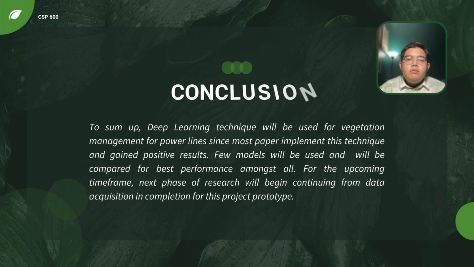In conclusion, deep learning technique will be used in this project for vegetation management for power lines, since most of the papers have implemented this technique and it seems to have good results. A few models also will be used and the results compared to see which one has the best performance amongst all. For the upcoming time frame, the phase of data acquisition will be continued and the next phase, which is data comprehension, will begin.